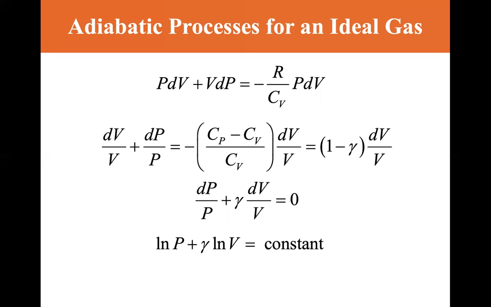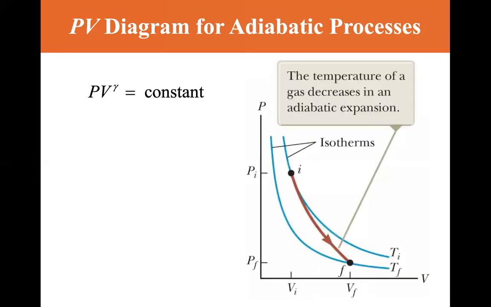which means that if we integrate this expression, we get natural logarithm of P plus gamma natural logarithm of V is constant, which gives us that pressure times volume to the gamma power is equal to a constant. Now the PV diagram for an adiabatic expansion is shown here in the figure.